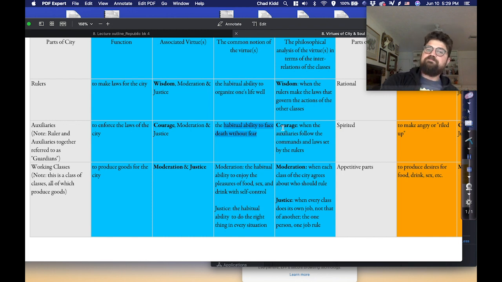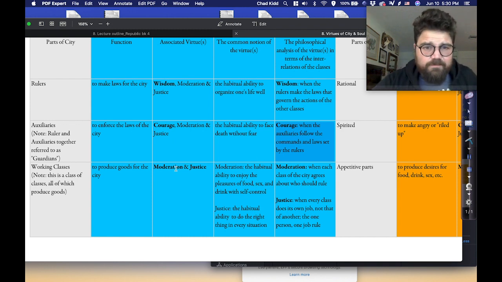But how is courage manifest in the city, right? What's the analysis of courage in the city? Well, it's basically when the auxiliaries follow the commands and enforce the laws that are set by the rulers. That's what makes the city courageous. So it's not anything really mystical or magical about the city. It's just something that the auxiliaries do in relation to the rulers, enforcing the laws, obeying their commands.